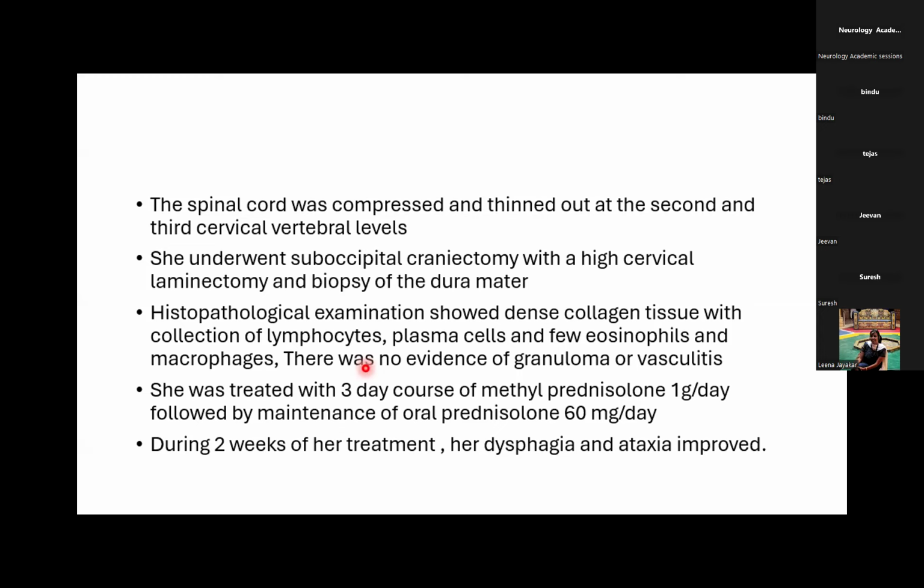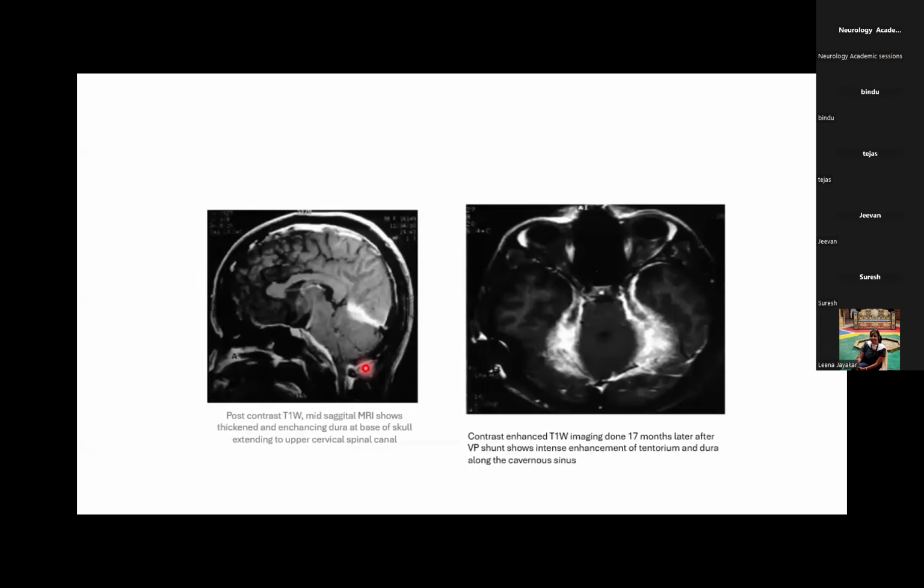So, since the base of the skull was enhanced, there was enhancement of the tentorium cerebelli and the dura mater. So, obstruction of the aqueduct could be because of basal leptomeningeal involvement.